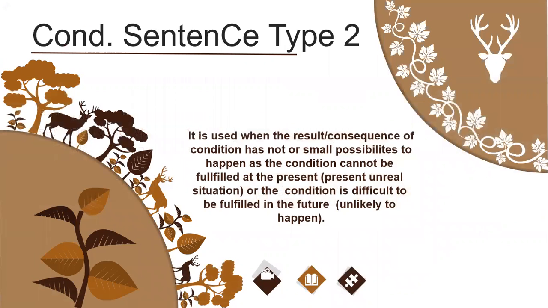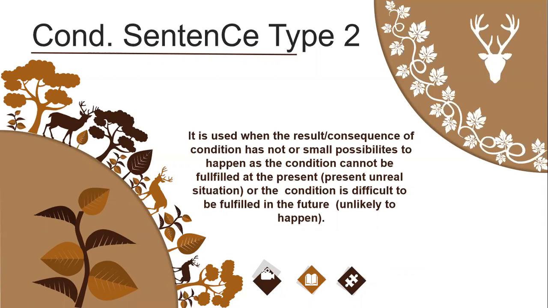Right. So conditional sentence type 2. How do we use that? It is used when the result or consequence of the condition has no or small possibility to happen, as the condition cannot be fulfilled at the present. Or to make it simpler, we can say present unreal situation. Or the condition is difficult to be fulfilled in the future or unlikely to happen. So that is conditional sentence type 2. Do you understand?